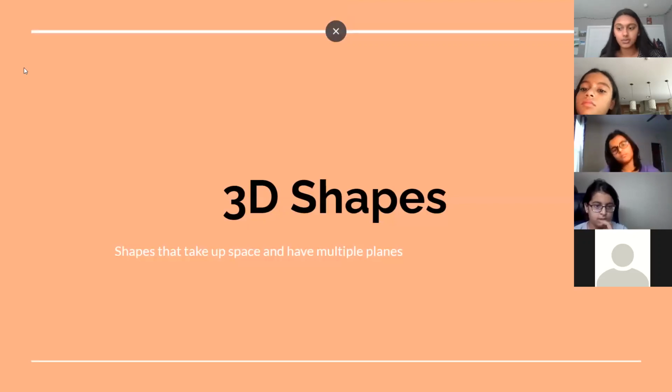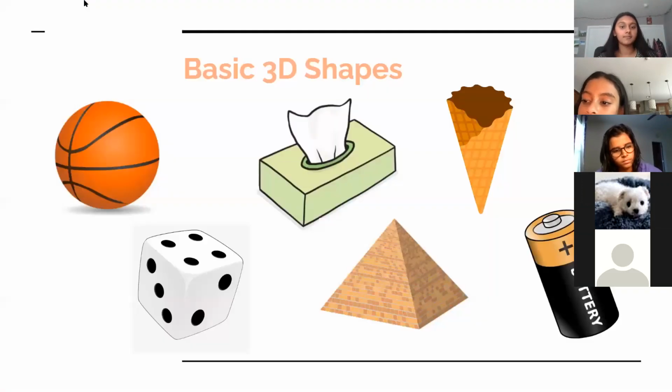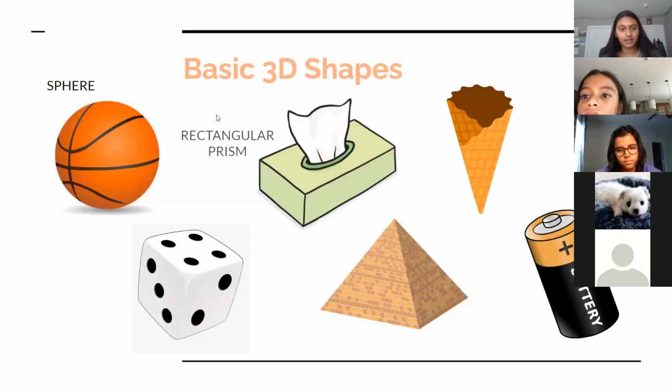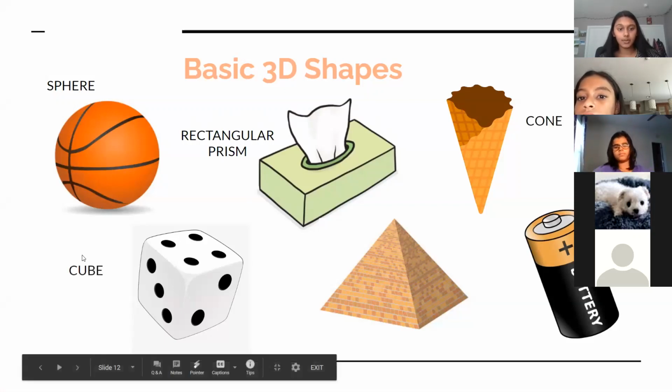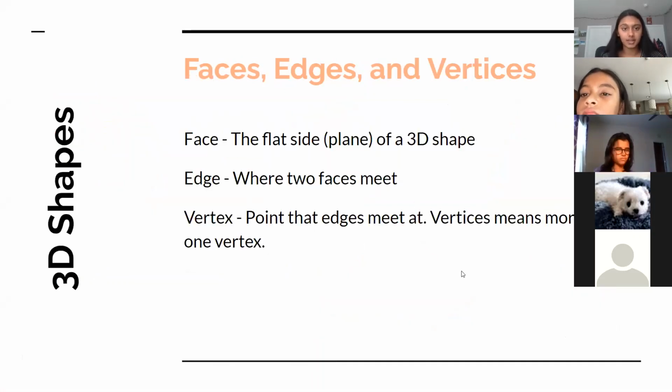So now we're going to move on to 3D shapes, right? So 3D shapes are shapes that take up space and on multiple planes, meaning that they have multiple sides. So now let's look at these types of 3D shapes. We have a sphere, a rectangular prism, a cone, a cube, a pyramid, and a cylinder. Those are our 3D shapes.